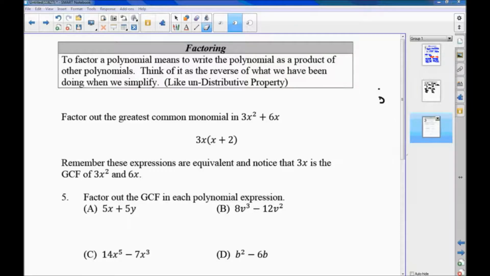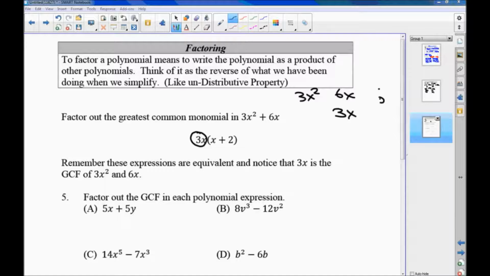So if we wanted to factor 3x squared plus 6x, the first thing we need to do is think of the greatest common monomial, or the greatest common factor for the two terms. So we just did that on the last page. So 3x squared and 6x. Well, what's the biggest number that divides into both 3 and 6 evenly? That's 3. And what's the biggest amount of x's that can divide into both evenly? And that's 1. So we factor this into 3x, and then we figure out what we left behind.